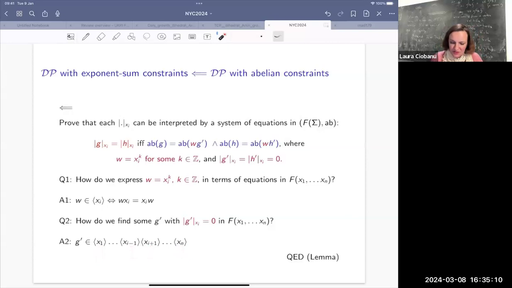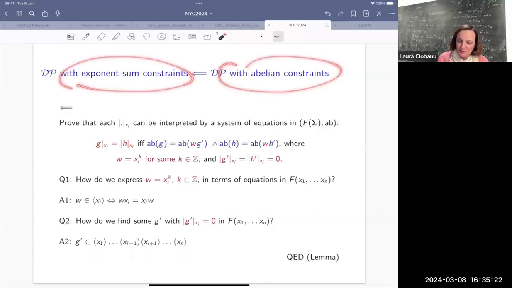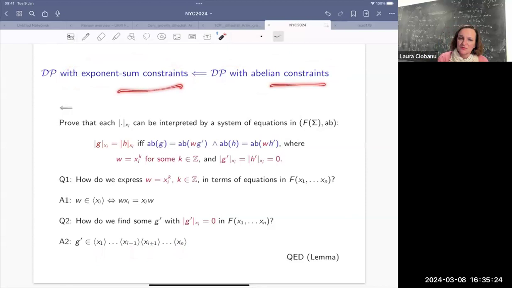So, at least as much as my tongue is twisting in saying exponent sums and abelianization back and forth, I wanted to convey that you can go between these two problems by expressing some constraints in terms of others, back and forth, and you don't need to use a whole lot. You can express the right sets in terms of equations.